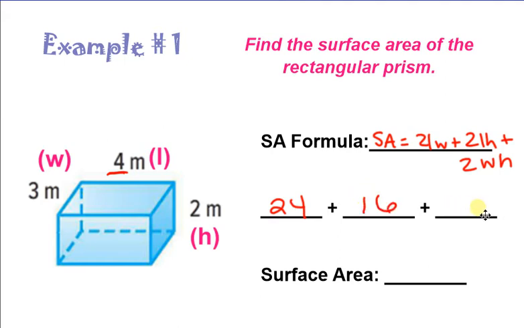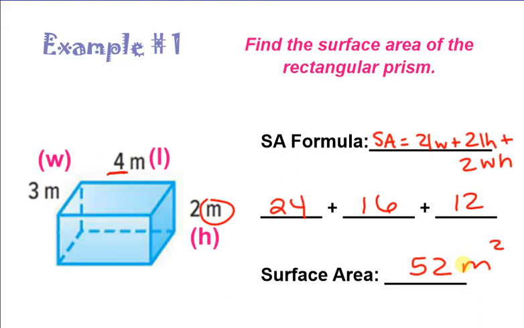And then the last line here, 2 times W, so 2 times 3 times, and then we need H, which is going to be 2. And so that's going to be 12. And now you simply add those all up together, 24 plus 16 plus 12, and you're going to get 52. And our units are meters, and remember, surface area is always squared because we're just adding the areas together.